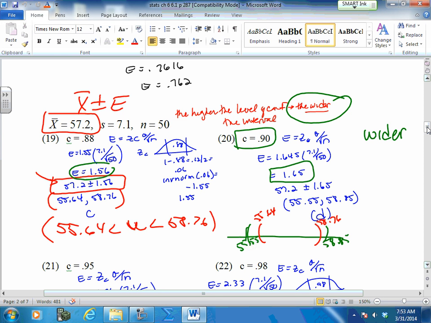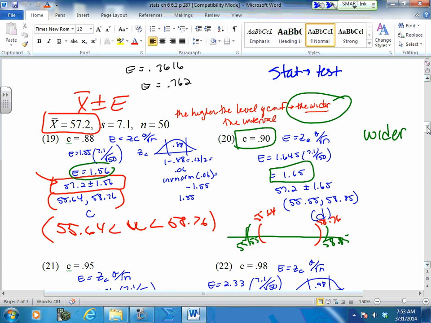Can you guys do this? Can you do this on your calculator? Okay, the interval ones are very nice on your calculator. Go to Stat and try it. Go to Stat. Go to Test.